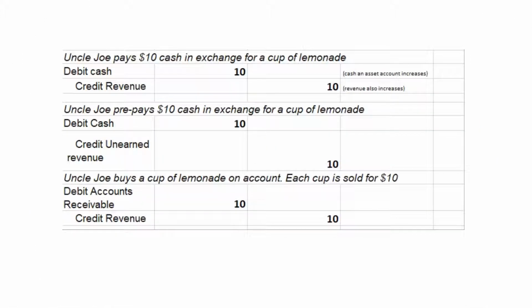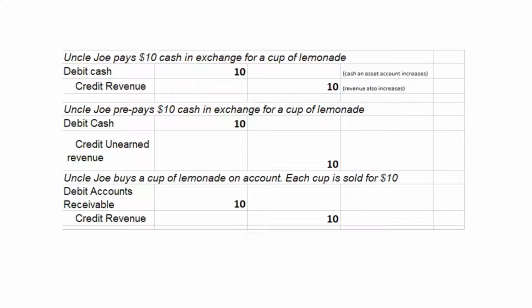Let's take a look at a couple of examples. Uncle Joe pays $10 cash in exchange for a cup of lemonade. Well, let's see, I know what happened in this transaction. Cash was exchanged for a cup of lemonade. If I'm selling a cup of lemonade, what is that? I'm getting revenue. So once I identify the accounts, which is the first step, then I have to figure out, what kind of accounts are they?